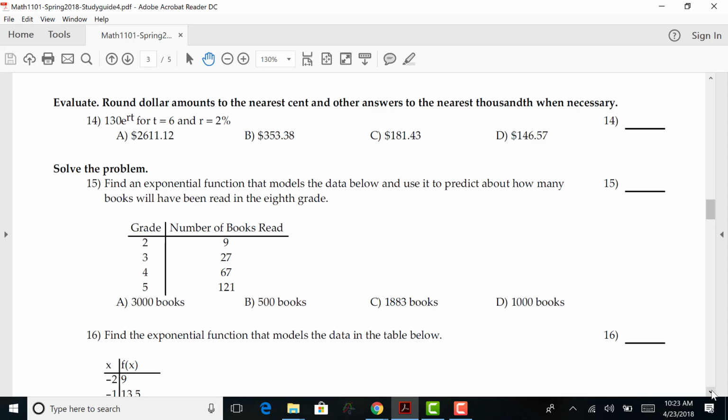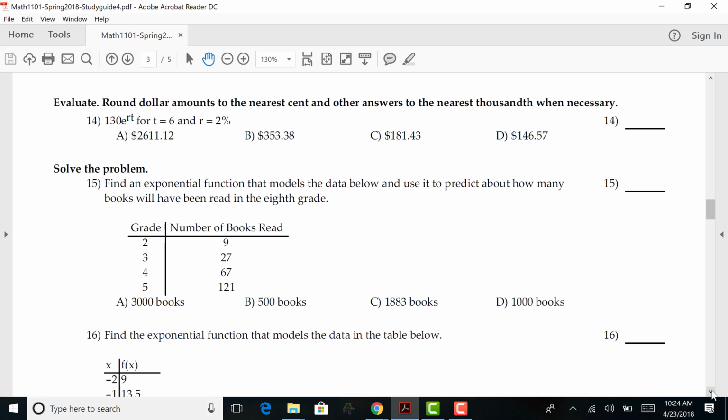Number 14 wants you to evaluate. Anytime you see the word evaluate, they're going to give you some numbers to plug in. They will want you to come up with what the solution is. So, round the dollar amounts to the nearest cent and other answers to the nearest thousandth when necessary. Alrighty. Okay, so, am I going to plug something into my calculator? Tell me what you're going to put into this expression.